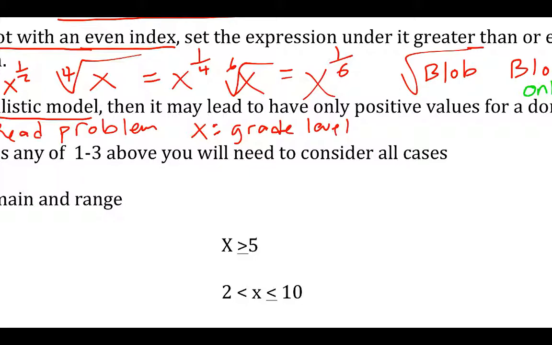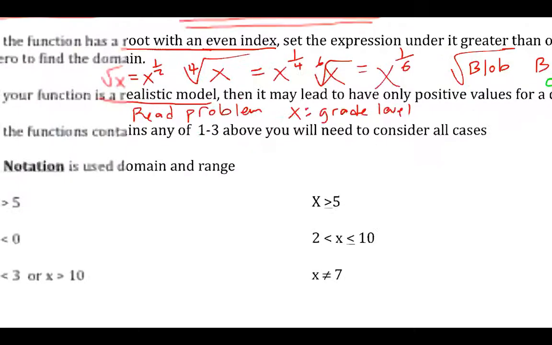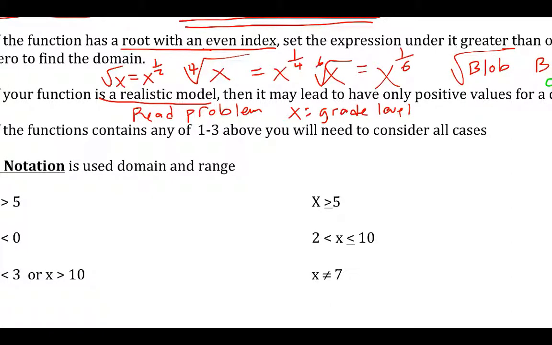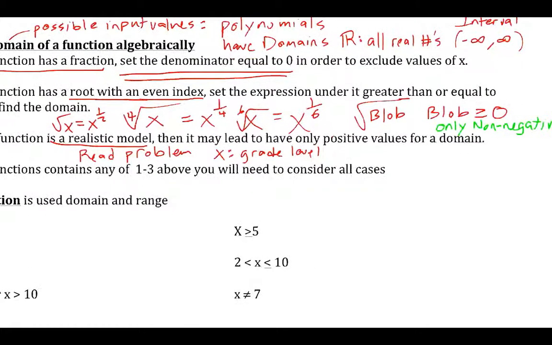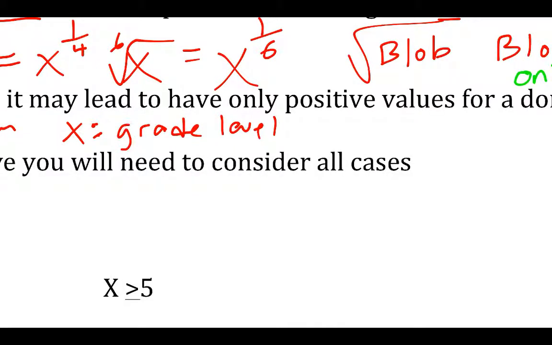So domain also has to do with context of the problem. Like, can I put in any age I want to or any grade level? And no, the context will dictate that. So read the problem. Grade level is a limited domain. So that's what I'm going to put after this. Grade level has a limited domain. Just means you can't put everything you want.